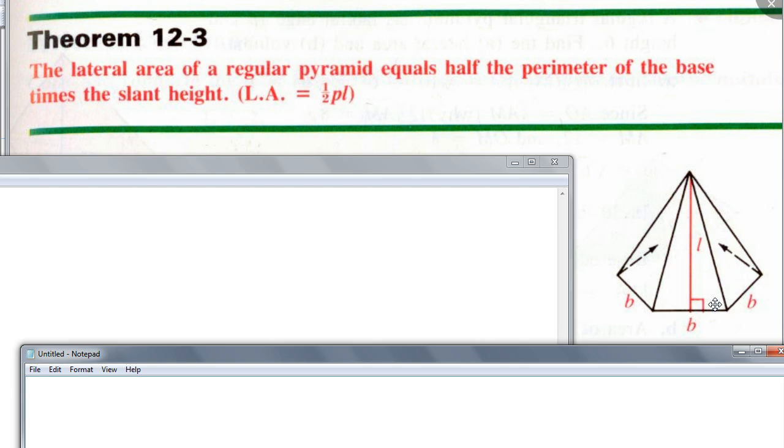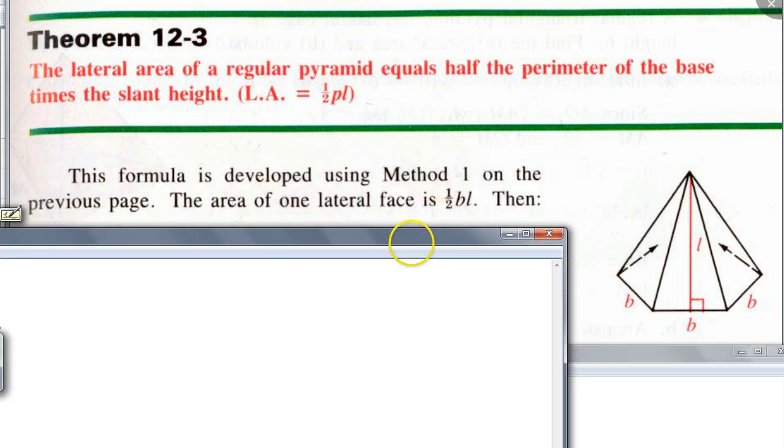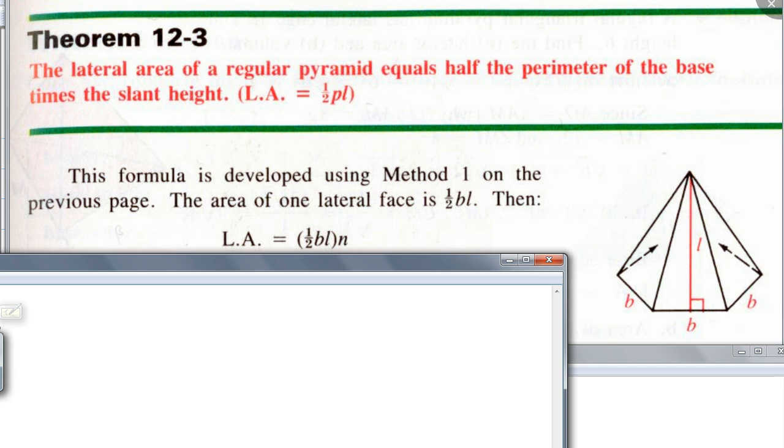Okay, so where do we get half P, the perimeter, times the slant height? Well, let's first of all write this down using the method we just did, by finding the area of one of the lateral faces, and then multiply by n. Wouldn't that give you the lateral area? In other words, can I just find the area of this triangle and multiply by n? Would that give you the answer? So what is the area of one of the faces? 1/2 BL. So that's what we have right here. How many of these do we have? N, because it's a regular n-gon as a base, right? Well, let me take a look at this real quickly. What's B times n?